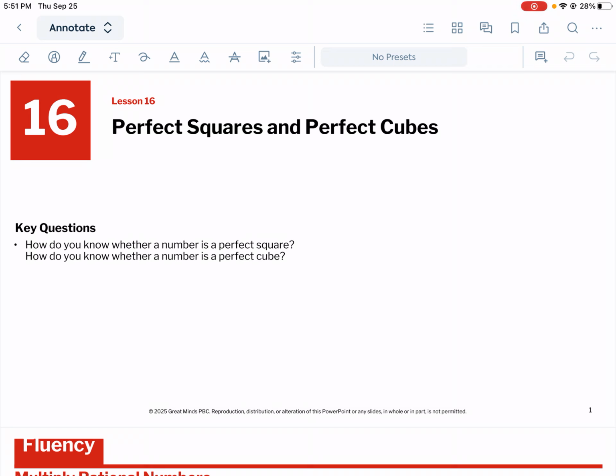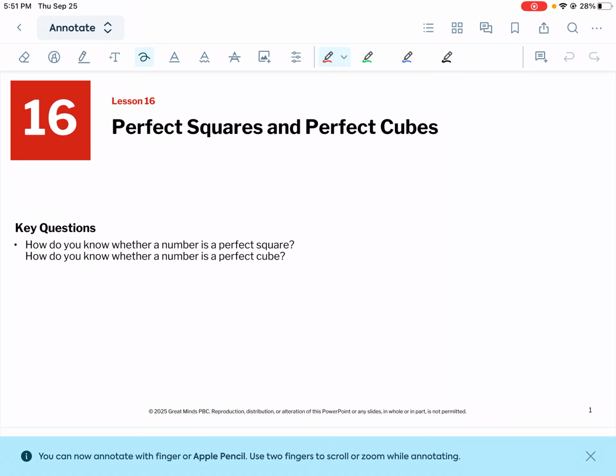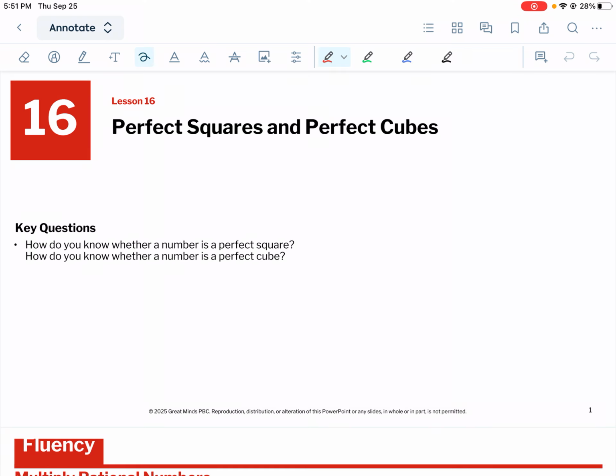This is just a recap from what we did on Monday for lesson 16. In lesson 16, we went over perfect squares and perfect cubes. I'm just gonna do a quick rundown on this. I'm gonna try not to take all day and waste time.